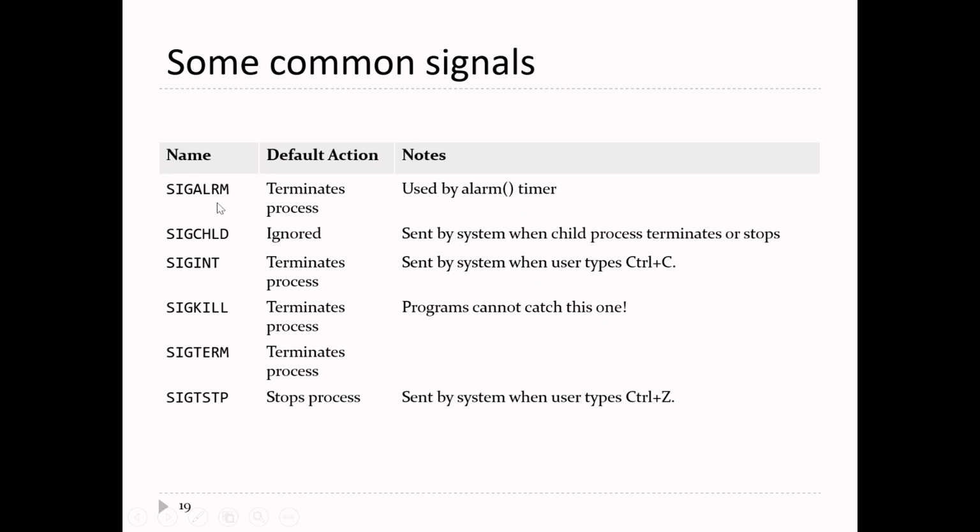SIGALRM. You can set a timer in C, and when the timer finishes counting down, it will send a signal to the process that started the timer. So you can listen for timers. SIGINT is what happens when somebody types Control C. If you want to interrupt the process using Control C, that sends SIGINT.